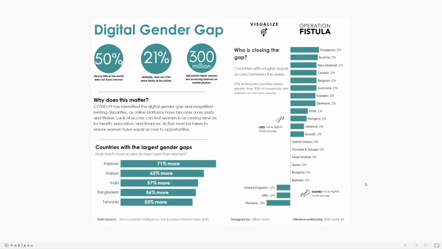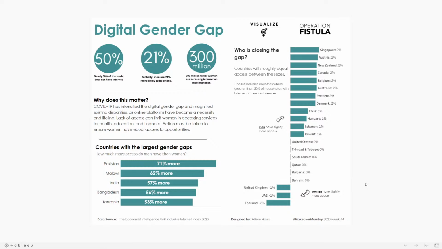I think that the initial message in the top left of, nearly 50% of the world doesn't have access, globally 21% more likely if you're a man, which means 300 million fewer women, right? And I just think those core takeaways are so clear about what's being presented. Yeah. And then you can go into the next sections of the viz and really drill down into more detail.